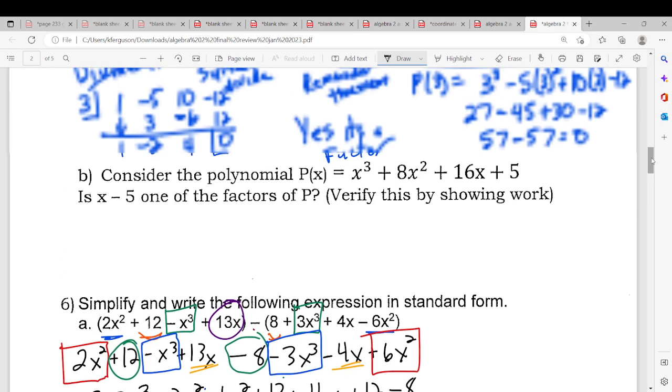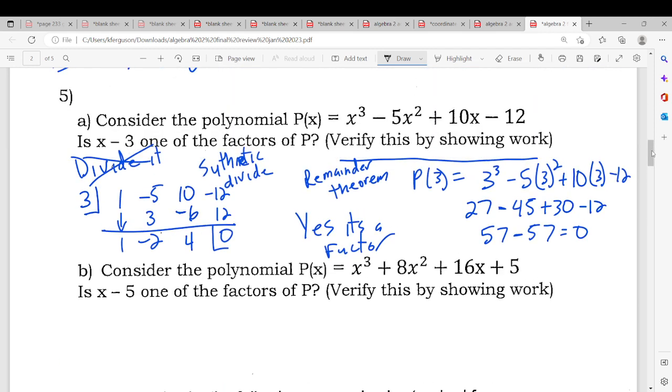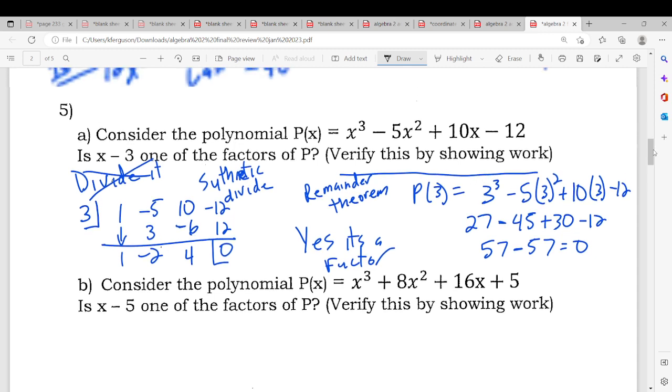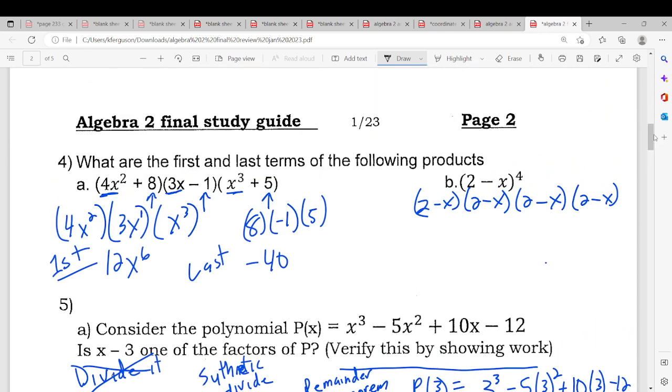So simplifying and writing in standard form is the binomial a factor of the polynomial, and first and last terms.